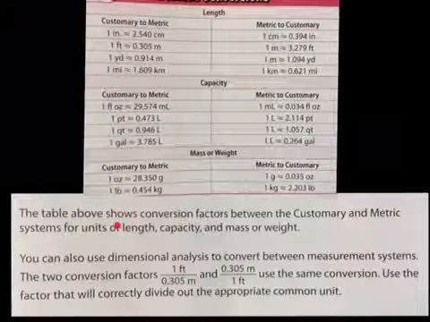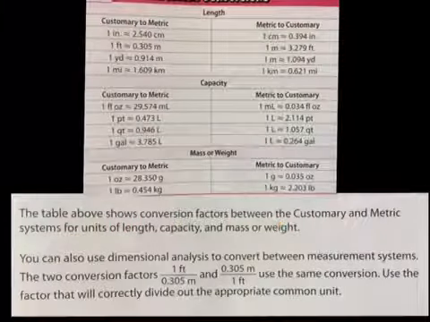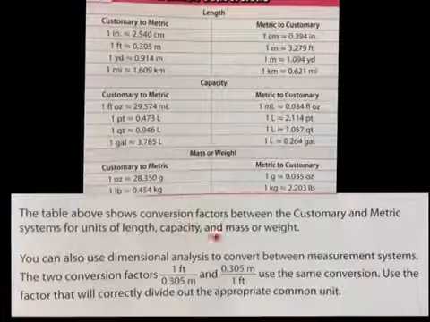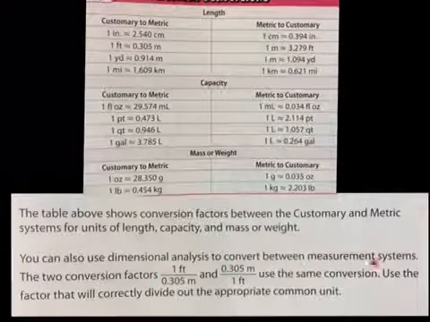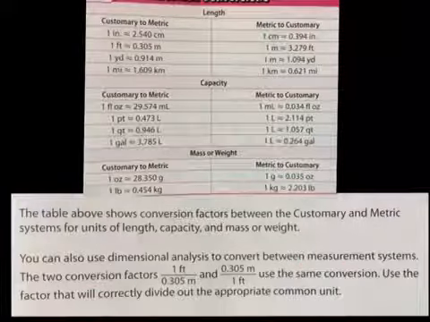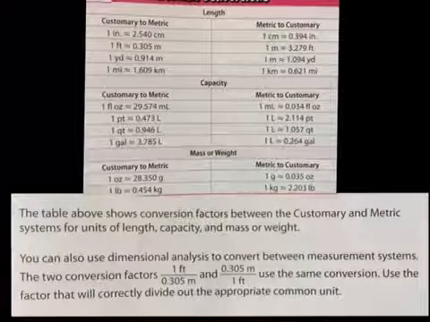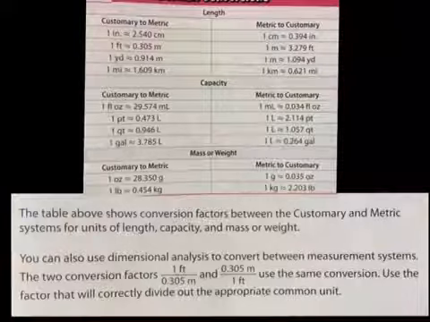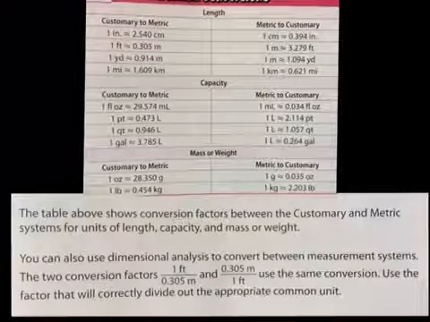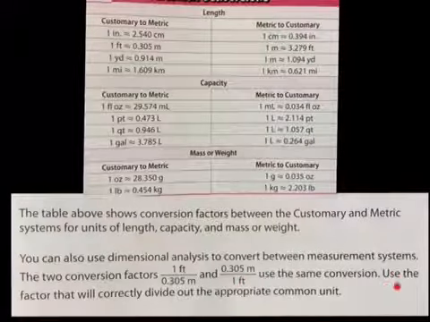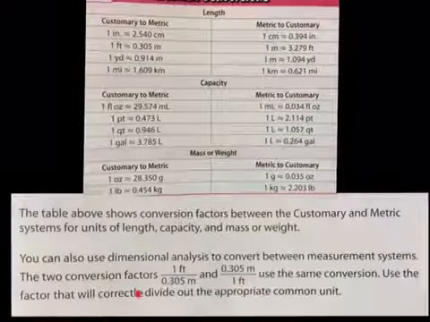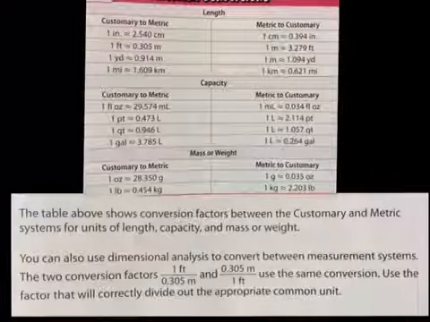Okay, you can see that the table above shows conversion factors between the customary and metric systems for units of length, capacity, and mass or weight. You can also use dimensional analysis to convert between measurements of systems. The two conversion factors, 1 foot over 0.305 meters and 0.305 meters over 1 foot, use the same conversion. Use the factor that will correctly divide out the appropriate unit.